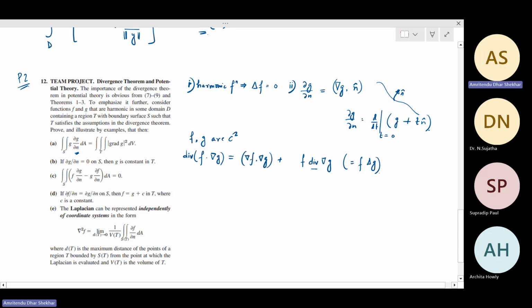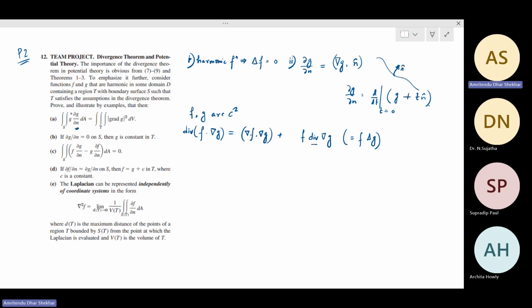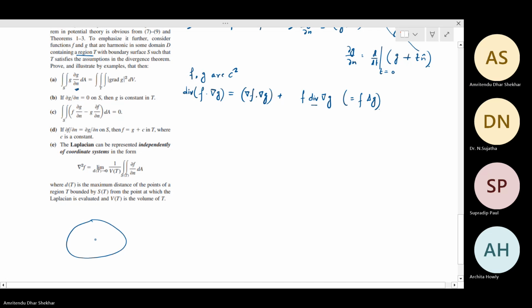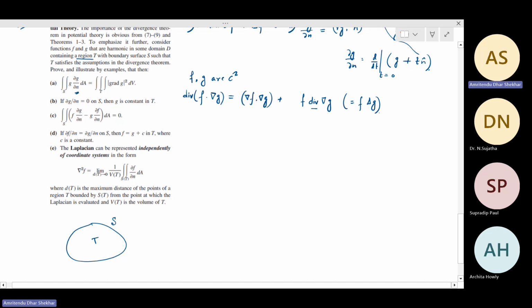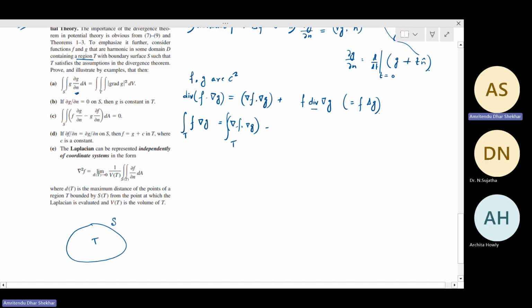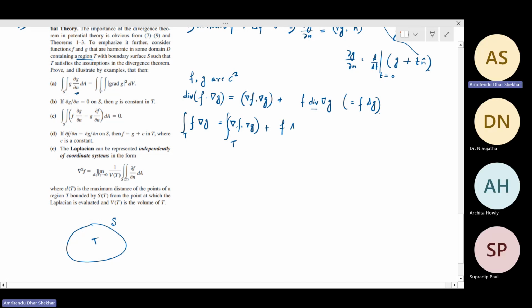Okay. Now let us integrate. So essentially what is given is that you have a region T, and it is bounded by a surface S. So let us integrate the divergence of f grad g over the region T. That is equal to the integral over T of the inner product of grad f and grad g, plus the integral over T of f times Laplacian of g.